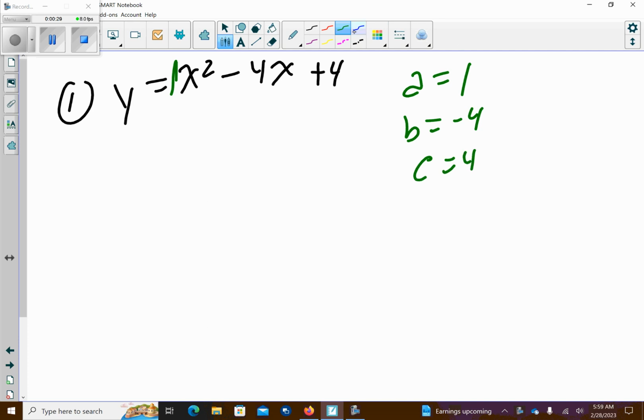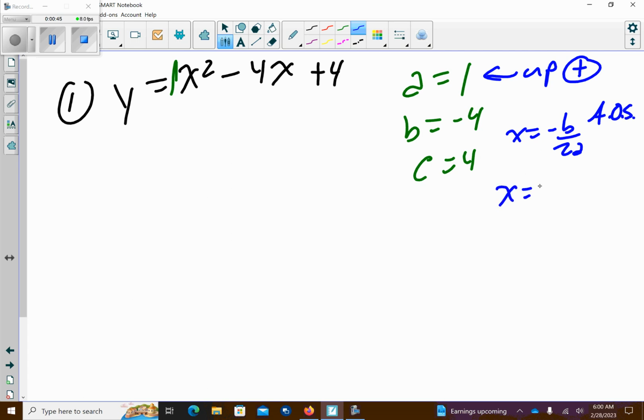Okay, this parabola will open up because that is a positive number. Now we're going to use x equals negative b over 2a, and that's going to find us our axis of symmetry. We'll call that AOS. So I get x equals negative 4 over 2 times 1. That's going to give me 4 over 2, so x equals 2. So that is our axis of symmetry.